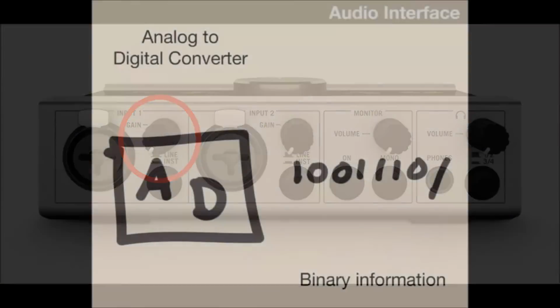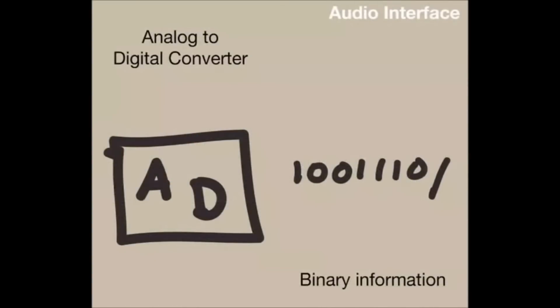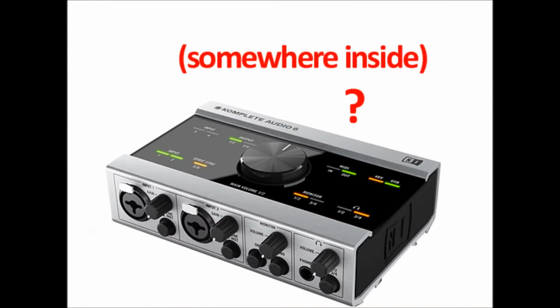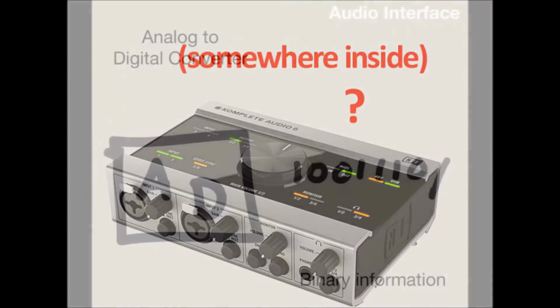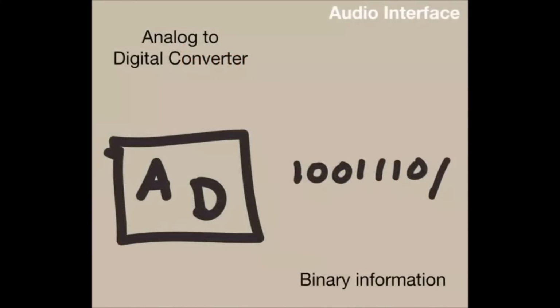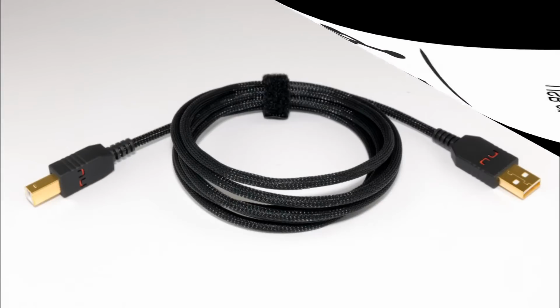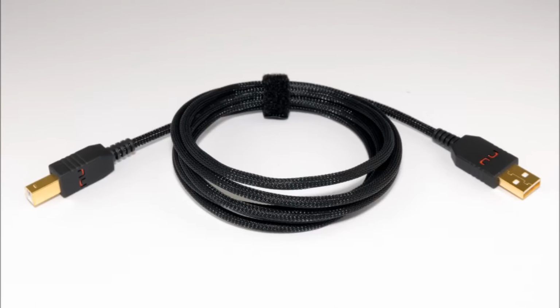So still in the audio interface, the line level signal then enters the analog to digital converter, which I can't actually show you on here, it's somewhere inside this thing. There the analog to digital converter converts it to a stream of ones and zeros. This stream of ones and zeros then leaves our audio interface through a FireWire or USB cable. In my case, it is a USB connection into my computer.